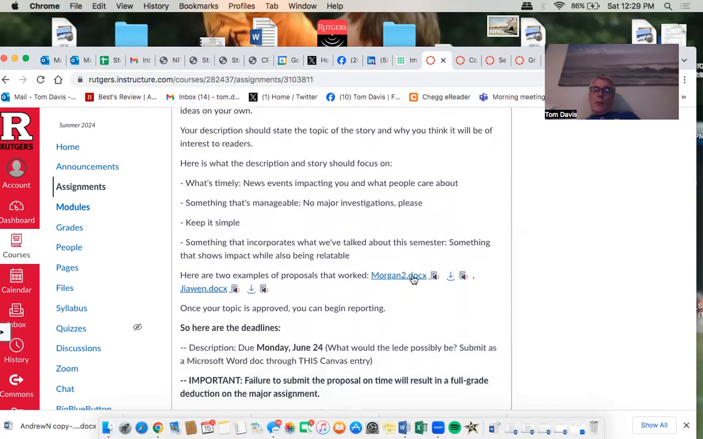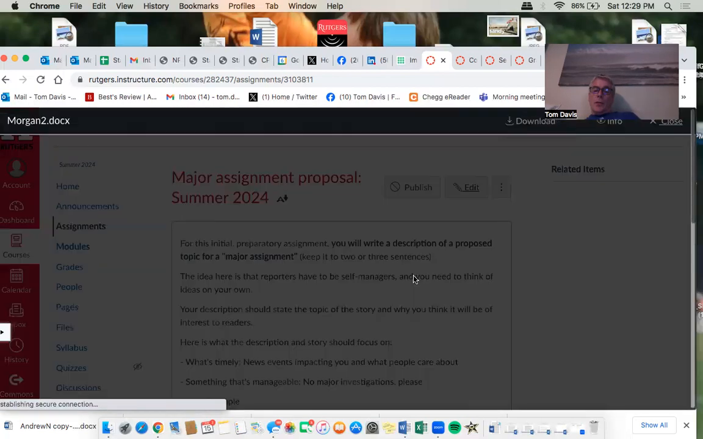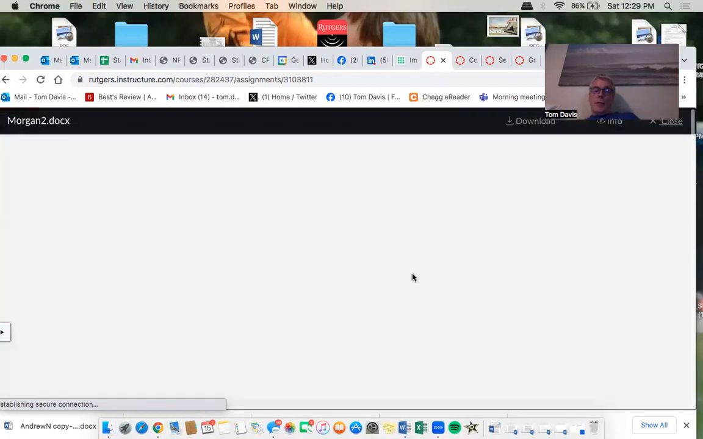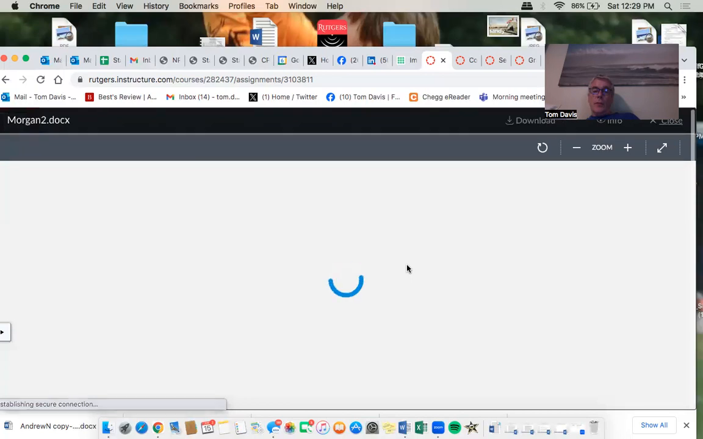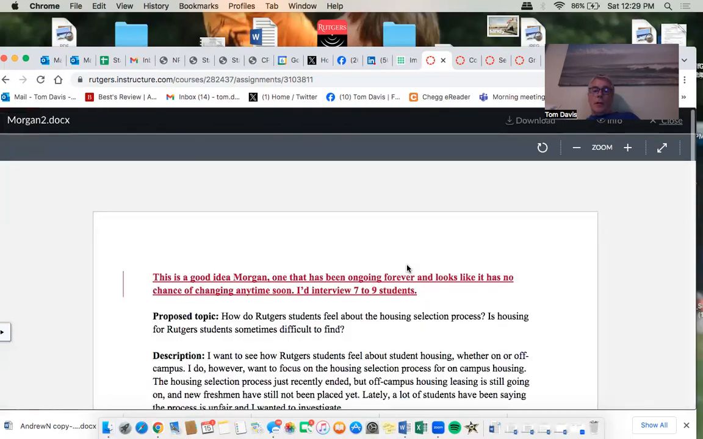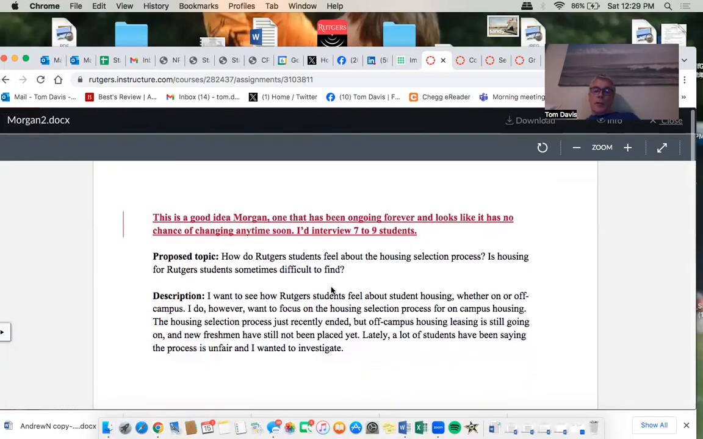Okay, so actually, let's look at this one right here. To give you an example, I'll give you a couple examples of what people have done. She did a really long proposal here. It doesn't have to be this, okay? How do Rutgers students feel about the housing selection process? Is housing for students sometimes difficult to find, okay?